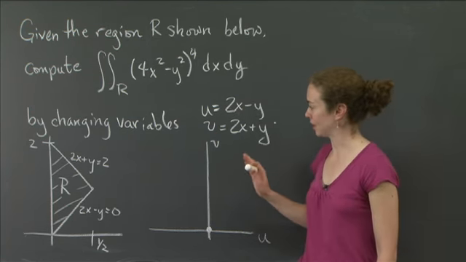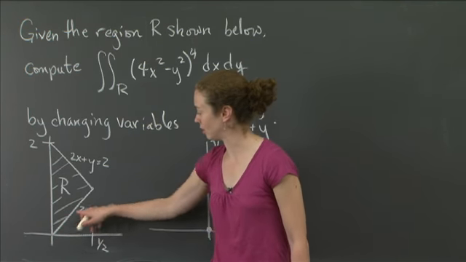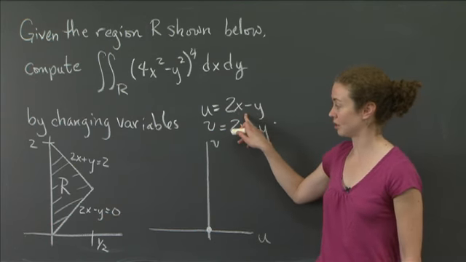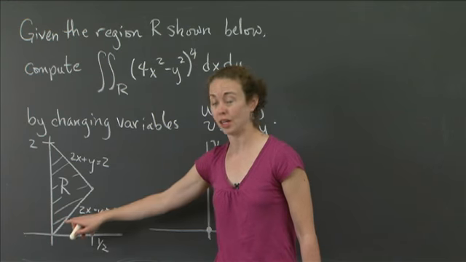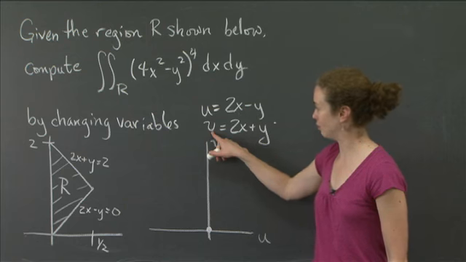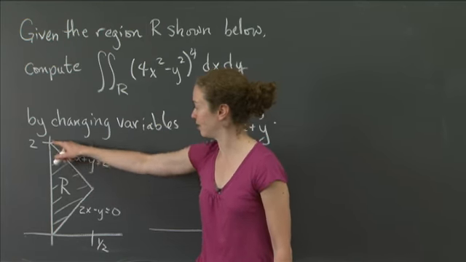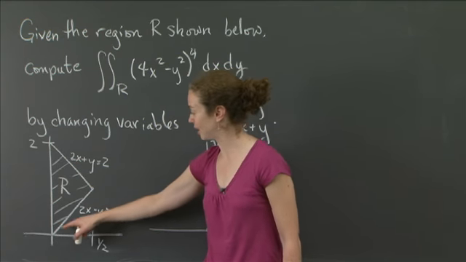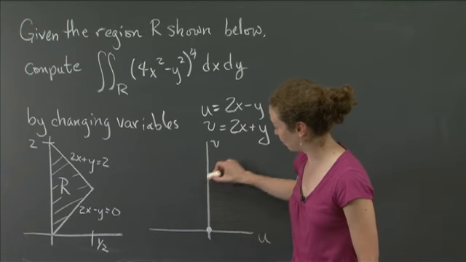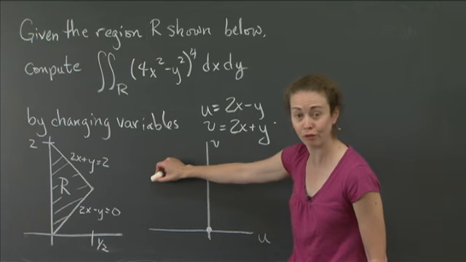Now I want to mention that, based on how these lines were defined, all along this line 2x minus y equals 0. That means u is equal to 0 all along that segment. And also, 2x plus y is equal to 2 here, so v is equal to 2 all along this segment. So whatever u is, v is going to be 2 here, and whatever v is here, u is going to be 0. I can already expect it's going to come up here and move over that way.